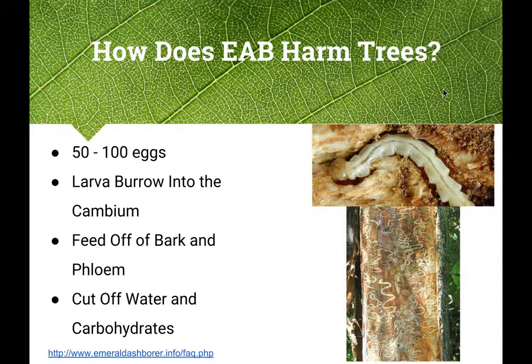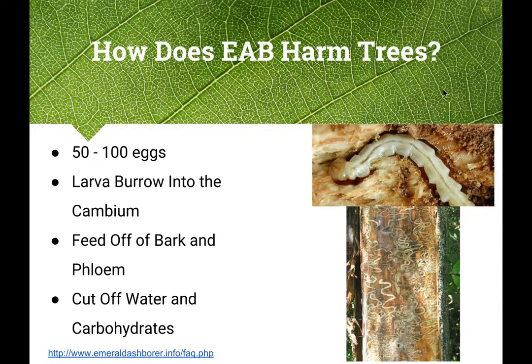So how does the EAB harm trees? Well, a single female emerald ash borer can lay anywhere between 50 to 100 eggs inside the bark of an ash tree. Once the larvae hatch, about 1 week after being laid, they begin to burrow their way inside the bark and into the cambium, feeding off of the bark and the phloem of the tree. As the larvae feed on the tree, they create these little S-shaped carvings called galleries. These galleries are just one sign of infection in an ash tree.